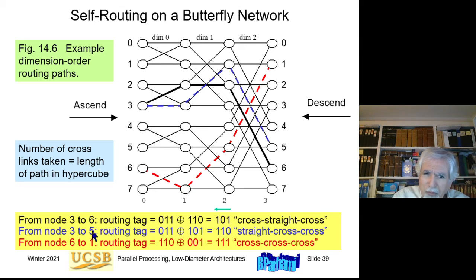If I want to send from 3 to 5, the routing tag is 110, so no dimension 0, dimension 1, dimension 2. That takes us to 5. And the final example from 6 to 1, 6 XOR 1 is 111. So we need routing along all three dimensions. So from 6 to 1, dimension 0, dimension 1, dimension 2.